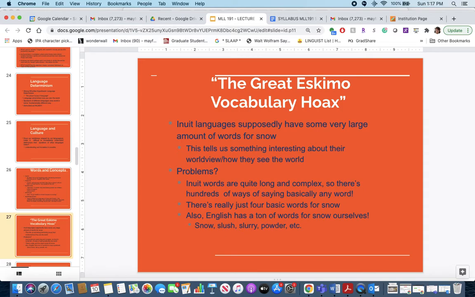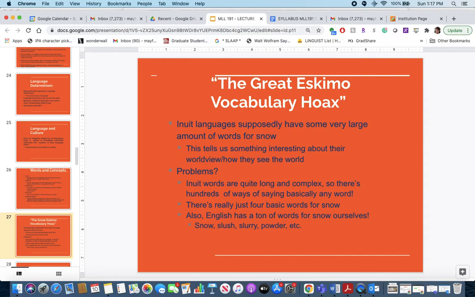So this is what we call the Great Eskimo Vocabulary Hoax. They looked at the Inuit, and the Inuit apparently have very large numbers of words for snow. You've probably heard someone say, oh, did you know the Eskimos have 300 words for snow? And people would say, oh, that's very interesting. But the problem is, Inuit words are very long and complex, so there are hundreds of ways of saying basically the same word, and there are really only four basic words for snow.